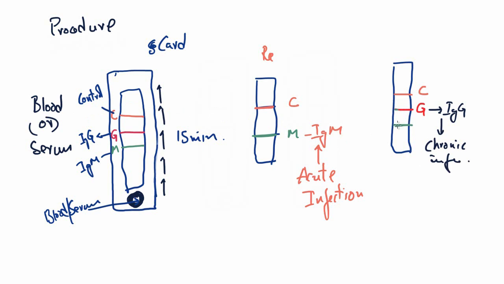If you end up seeing all three lines, it indicates the patient is having an infection, an acute infection, and is in the process of progressing from acute to chronic.